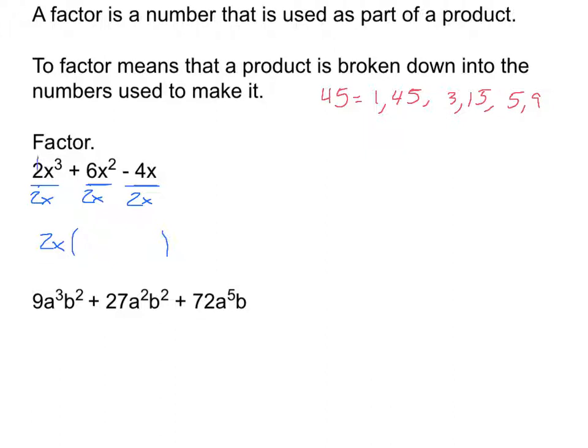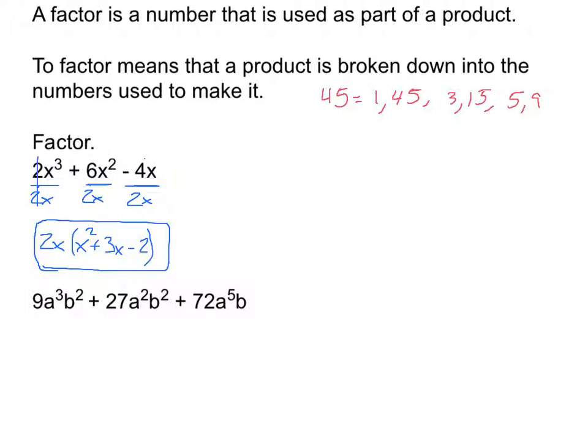Well, the 2 and the 2 cancel. X cubed divided by x leaves me with x squared, plus my next thing, 6 and 2, I get 3 when I divide. X squared divided by x is x, then a minus sign. 4 divided by 2 is 2, x divided by x is x. There we are. And that's what this looks like when we factor it. So this is how we're going to write our answer, right here. We're showing that 2x multiplies by x squared plus 3x minus 2. Okay, and so that one is done.